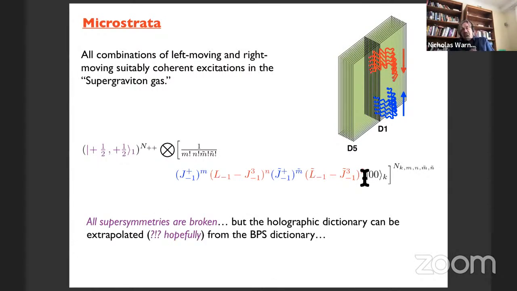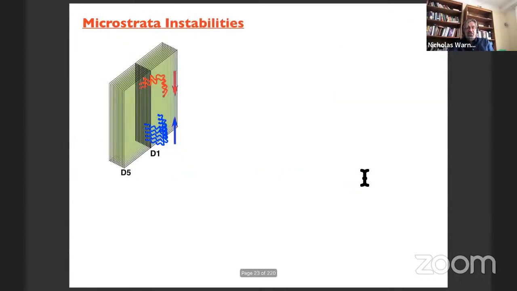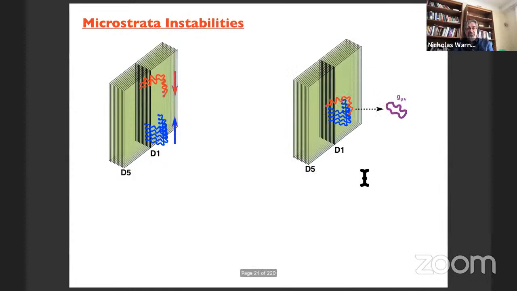So all the supersymmetries are broken now because you've got left movers and right movers. There's no Ramond ground state within sight. And so the hope is, but I'm not sure whether this is strictly true, the holographic dictionary can be extrapolated from the BPS dictionary. You've got left-moving BPS and right-moving BPS. But the sort of murky territory in this identification is, of course, the obvious instability. If you slam left-moving strings into right-moving strings, then you run an amplitude for making a graviton. And so this is not necessarily a priori stable situation.